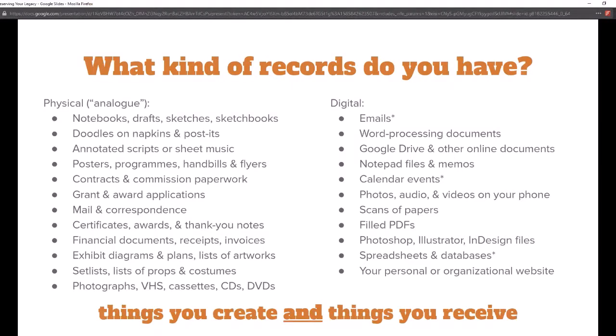You might have props, you might have costumes, you might have lists of props and costumes, you might have databases filled with entries of props and costumes. Those are all records. We will take the best available one, basically. Photographs, VHSs, cassettes. We've talked about some people in the audience today who have cassettes. Can't wait to digitize those.